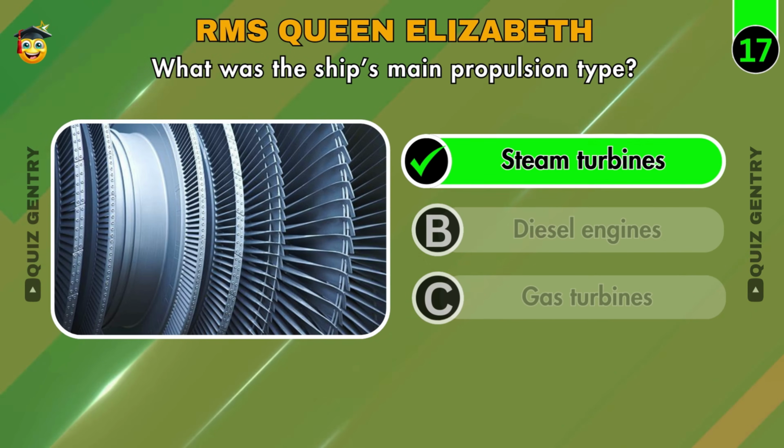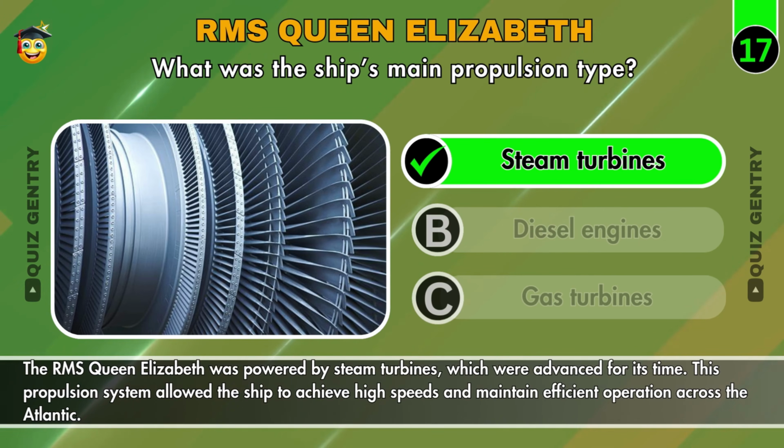Steam turbines. The RMS Queen Elizabeth was powered by steam turbines, which were advanced for its time. This propulsion system allowed the ship to achieve high speeds and maintain efficient operation across the Atlantic.